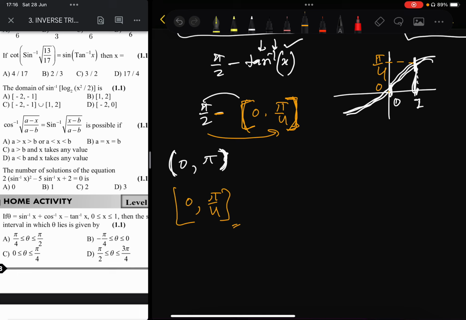Previously I was taking all the values of tan inverse x, that means I was considering the whole range here, but here x is restricted, that means the value of tan inverse x will also be restricted. So the value of tan inverse x we are getting between 0 to pi by 4, and because it is a strictly increasing function, we can directly subtract the minimum and maximum values.